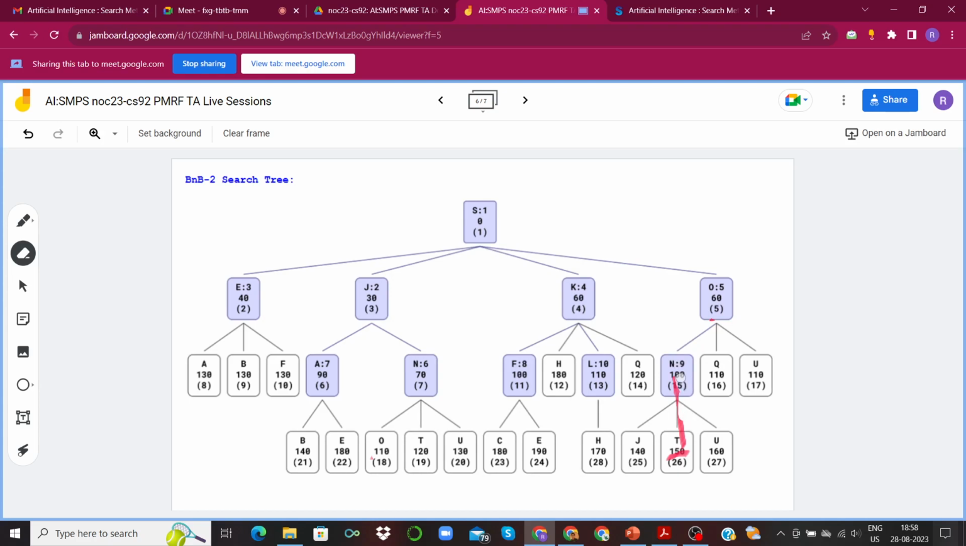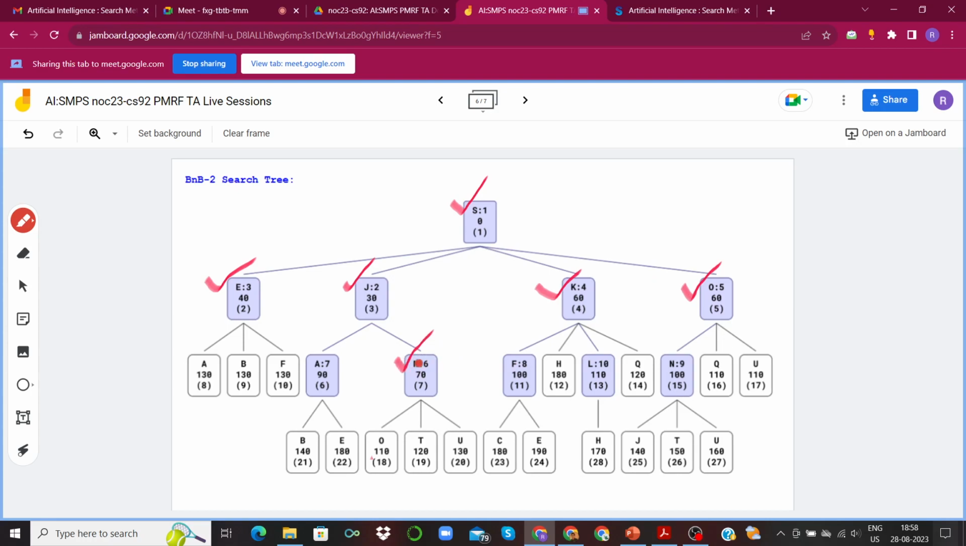In each of these branches, you will notice that no node has been repeated twice because we are preventing cyclic refinements. But the order in which the nodes are inspected can have a repetition of nodes. Because you started from S, then you explored J, then E, then K, then O, then N.